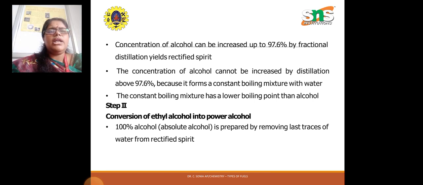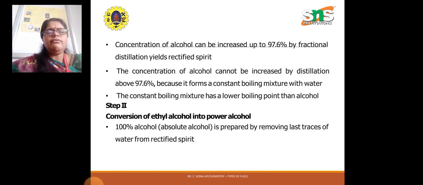Concentration of alcohol can be increased up to 97.6% by fractional distillation, which yields rectified spirit. The concentration of alcohol cannot be increased by distillation above 97.6% because it forms a constant boiling mixture with water. The constant boiling mixture has a lower boiling point than alcohol.